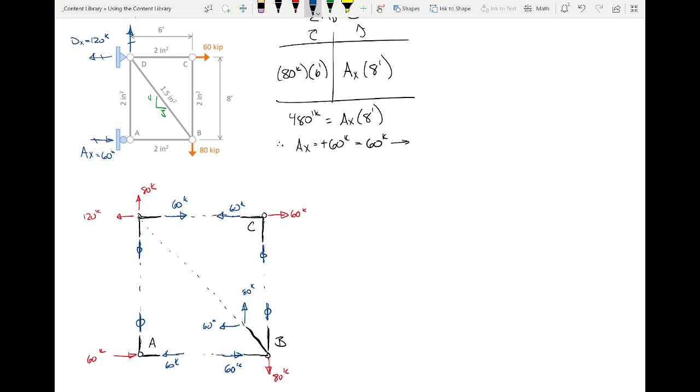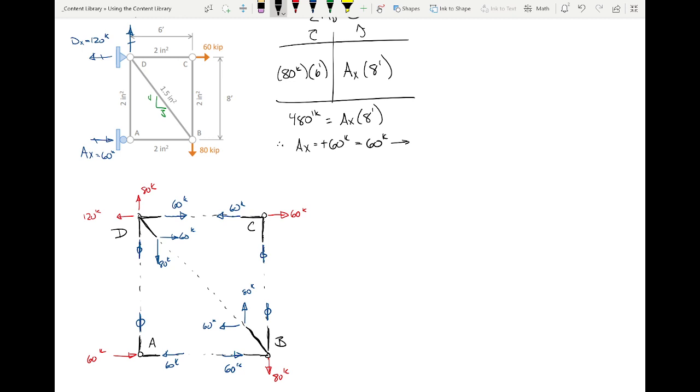And then if I transfer these up here, just for formality's sake, 60, 80. Let's look at this joint D here at the top, just for formality's sake. What do I got going on here at joint D? I got 120 to the left, 60, 60, 120 to the right. 80 up, 80 down. Boom. We're done, right? There's your real analysis.